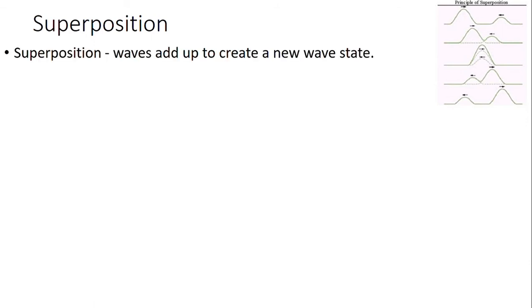The first thing to talk about in this presentation is superposition. Superposition is where you have a bunch of waves and they add up to create a new wave state. So here you have two waves passing through each other, and as they do, you get an increased amplitude.